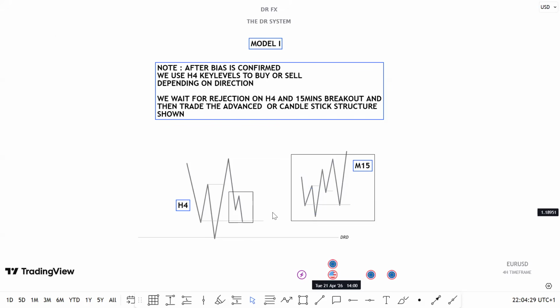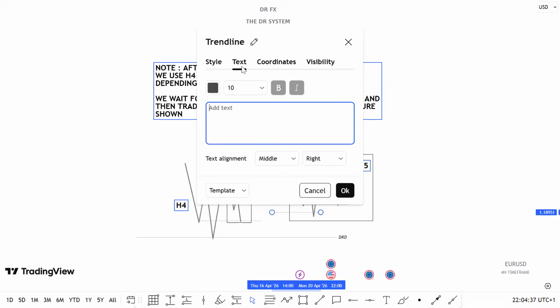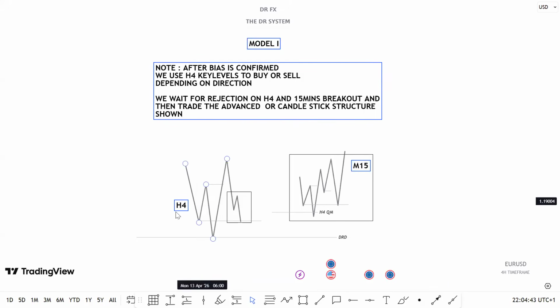So let me mark out the H4 key level like this. That should be the H4 key level, right? I can write it as an H4 QM if I want. After the market hits this particular H4 QM on the 15 minutes time frame, you want to see a breakout and you want to see a structure like this. Market can either come back to the apex or to the QM with structural liquidity right here, right? The same thing I just explained. So basically, this is how you trade model one.